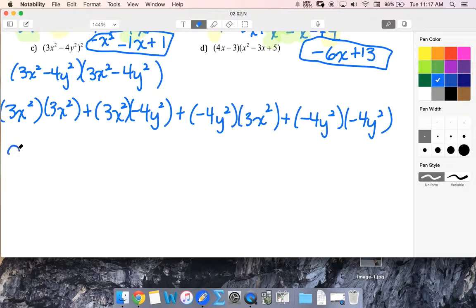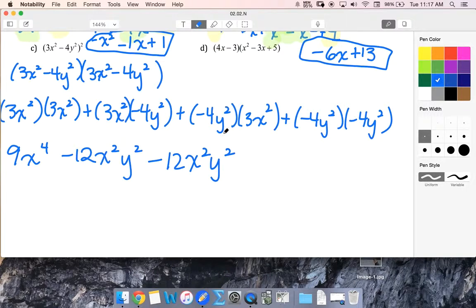3 times 3 is 9. X squared times x squared, x to the 4th. 3 times negative 4 is negative 12. X squared, y squared. My powers don't change. Negative 4 times 3, negative 12. Again, x squared, y squared. The order of multiplication doesn't matter, so I rearranged this so that it looked exactly the same. Negative 4 times negative 4 is positive 16. Y squared times y squared, y to the 4th.